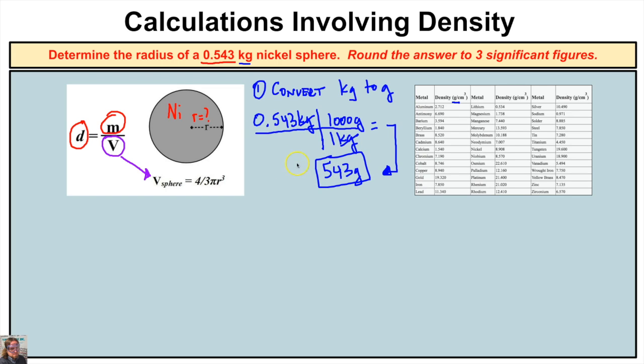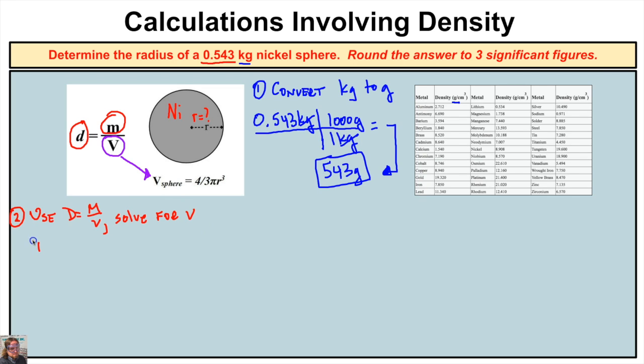So this is not our answer. This is just the mass of the sphere in grams, so that when we do our math with these formulas, the units will cancel out. We now have grams here and grams here. Now that we've done that, in step 2, we're going to use the density formula and solve for V. We're going to find the volume of this sphere. So let's go ahead and do that.